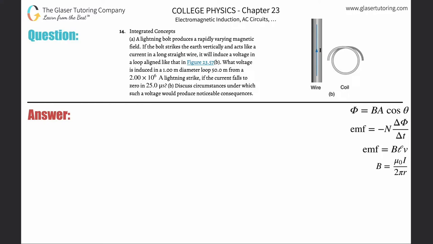Number 14, integrated concepts, letter A. A lightning bolt produces a rapidly varying magnetic field. If the bolt strikes the earth vertically and acts like a current in a long straight wire, it will induce a voltage in a loop aligned like that in figure 23.57b. What voltage is induced in a 1 meter diameter loop, 50 meters from a 2 times 10 to the 6 amp lightning strike, if the current falls to zero in 25 microseconds?